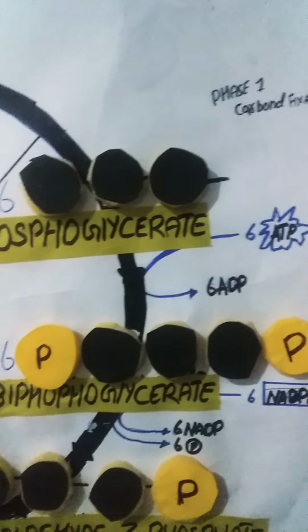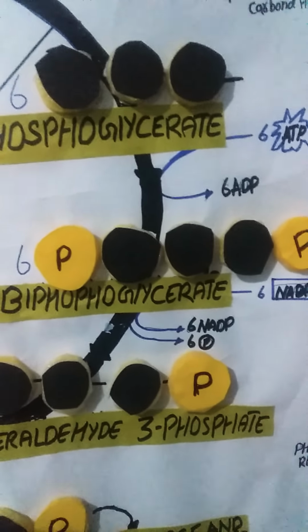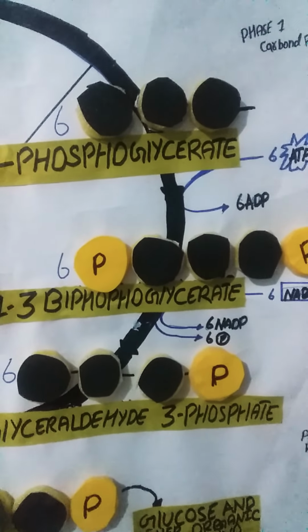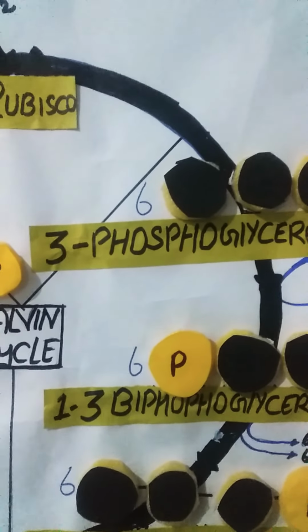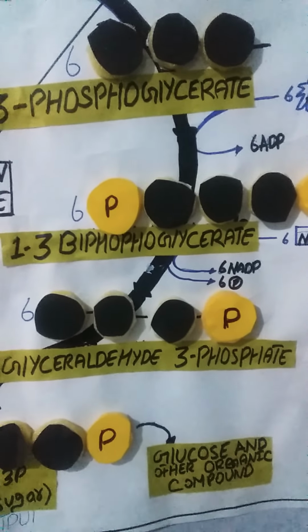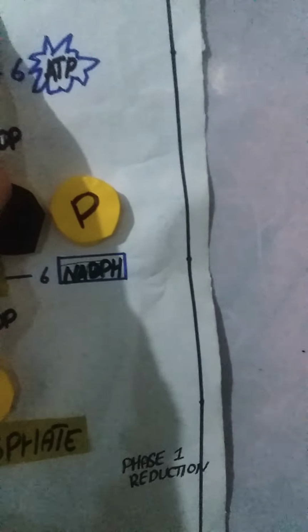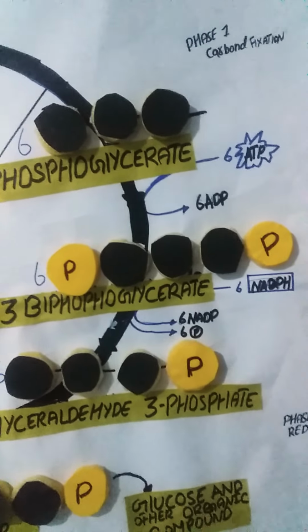And then what will happen, 6 phosphates release from the ATP, then are utilized in the formation of the biphosphoglycerate. The first one is the phosphoglycerate, then the biphosphoglycerate. On this biphosphoglycerate, one phosphate is missing here, but no problem.